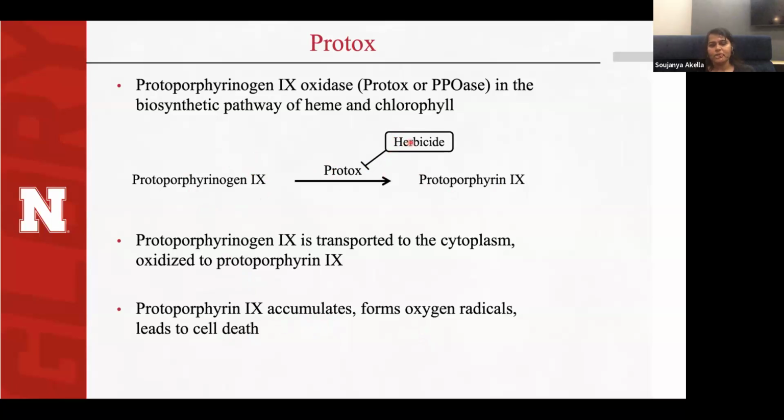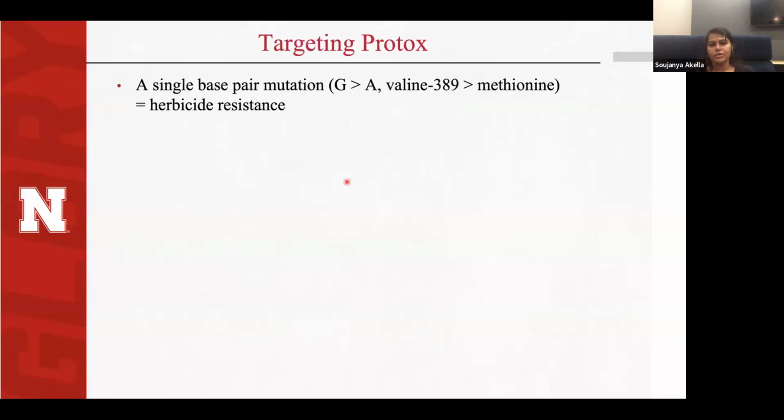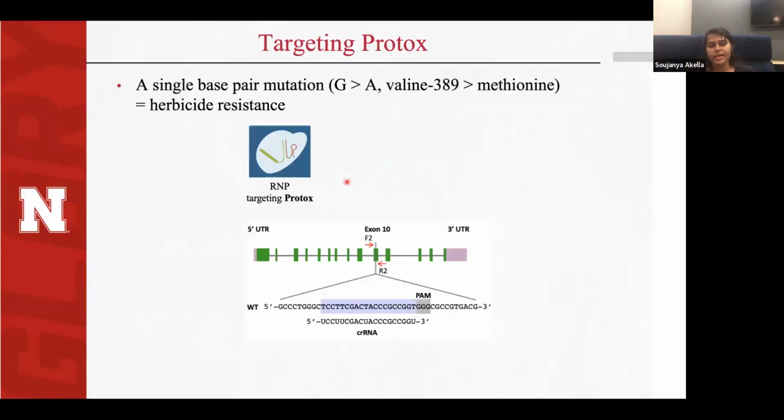So if the herbicide is there and you have a wild type ProTox enzyme, it will kill the cells. But what people have found is that a single base pair mutation, valine at position 389 converted to methionine, leads to herbicide resistance. But the mutation doesn't affect the function of the enzyme. It can still do its job. It's just that it becomes resistant to the herbicide. So you can imagine this is a very specific change.